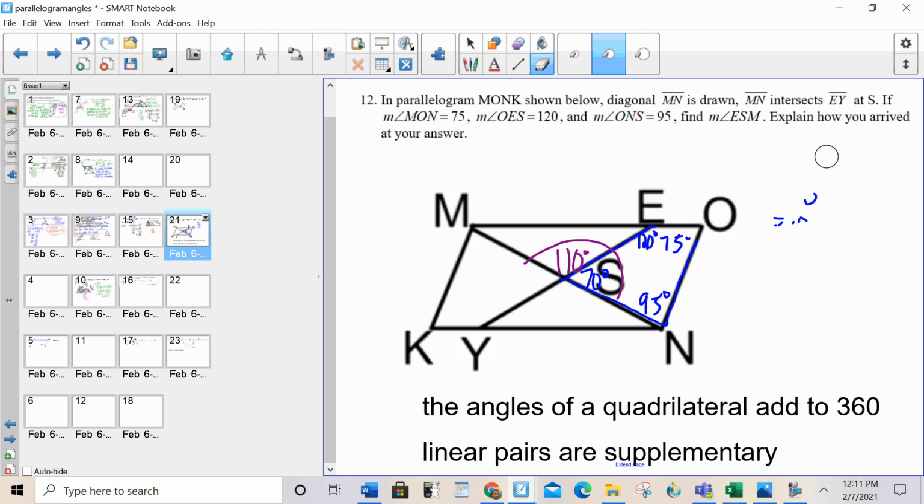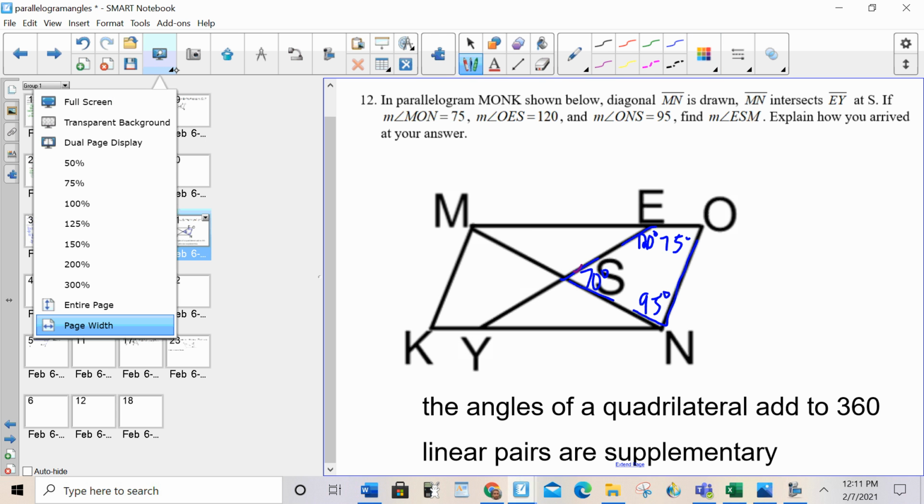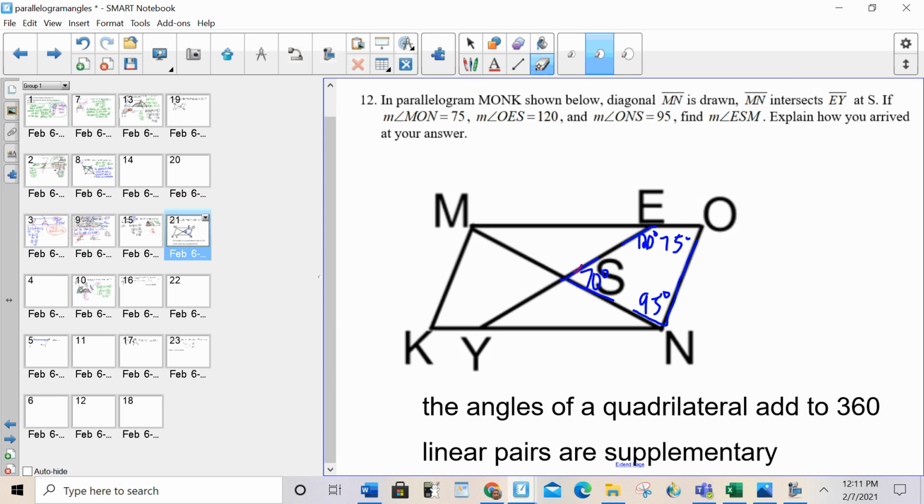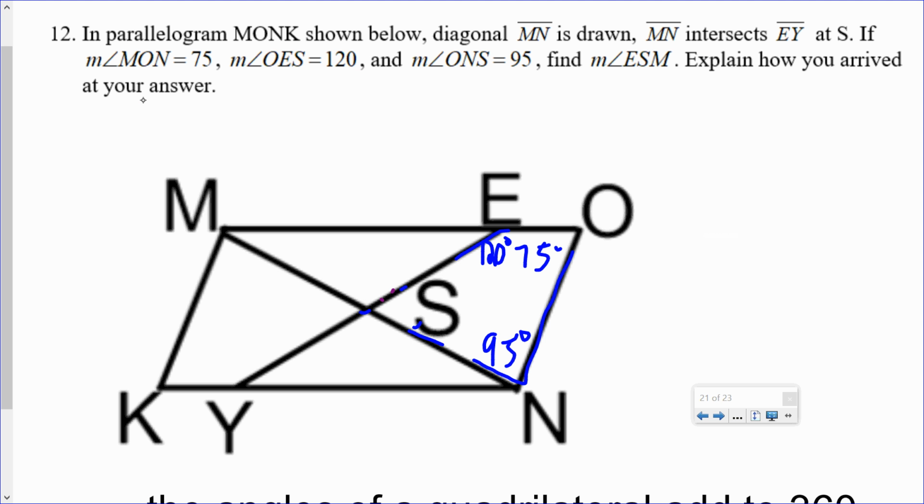Using some more properties that we've talked about. So let's just stick with what they gave me for now. Let's go and do this orange. I like orange. If you watch my videos, you know that. All right, so I don't have that 70 yet. So let's just get rid of that. So if this is 75, then that's 75 because opposite angles of a parallelogram are congruent. If this is 95, then this is 95.